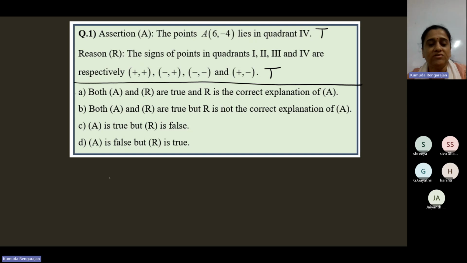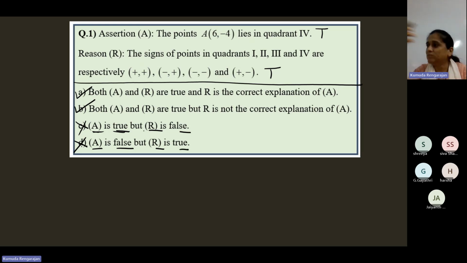Now, since both are true, you have to choose only between A and B. Because here it is A true, R false. Here it is A false, R true. So it is not C or D, because in C and D, one is true and the other is false. But for us, both are true. So we have to choose between the options A or B. Is R the correct explanation of A, or is R not the correct explanation of A? Here, R is the correct explanation for A.